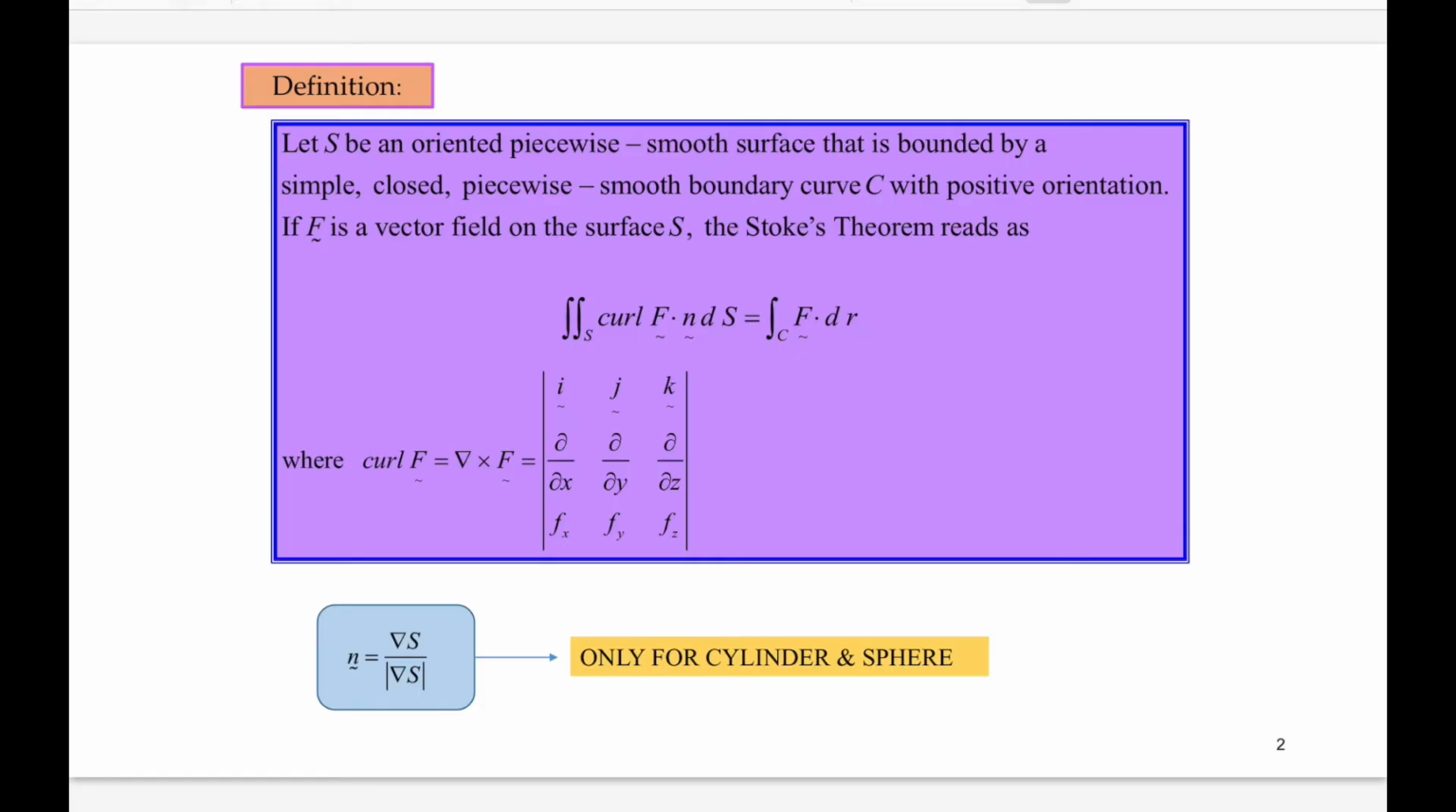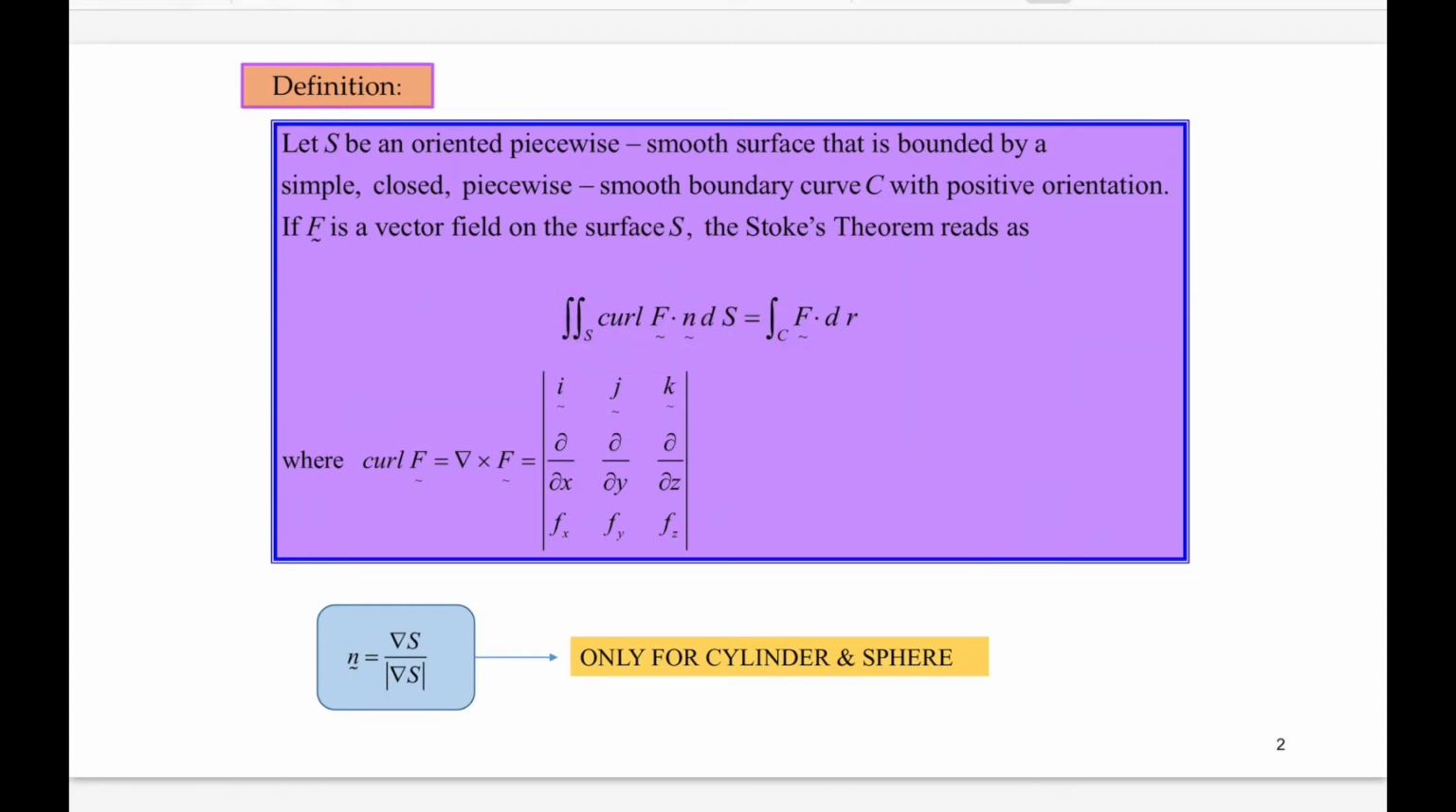If we have a vector field, to find the amount of the field that goes in the direction of the curve, we need to take the line integral of F along C. Stokes' theorem gives us another method of finding this line integral, which can lead to a simpler calculation. So the theorem states that the line integral of F along C is equal to the surface integral of the curl of F dot N over surface S.